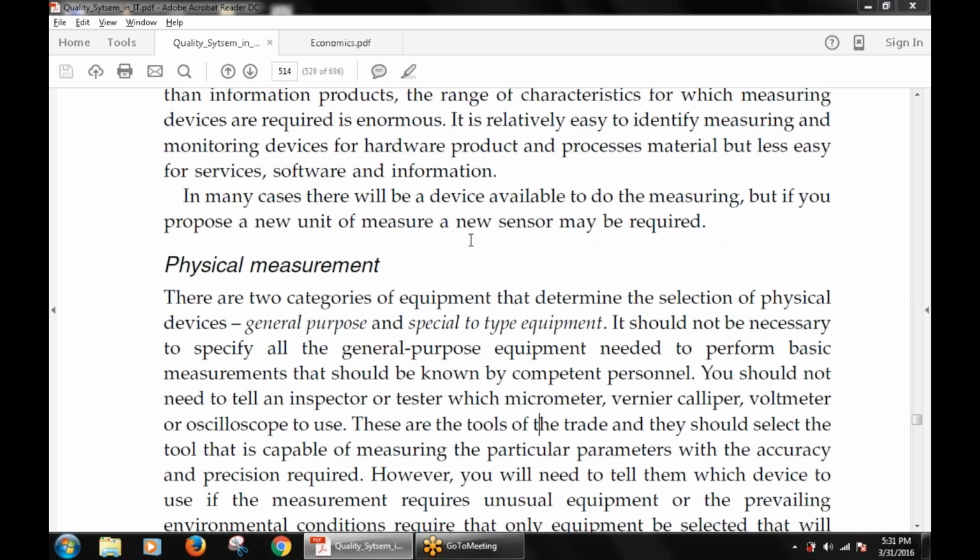Next topic is the physical measurement. That is, what are the various physical measurements? How can we measure physically? That is the next topic that I'm going to cover in the next class, tomorrow's class. So tomorrow's topic is the physical measurement. That is how we can physically select the devices and how we can physically measure them. So this topic I'm going to take in tomorrow's class.